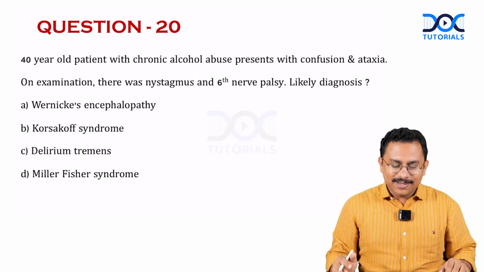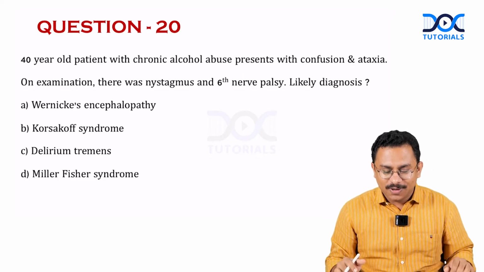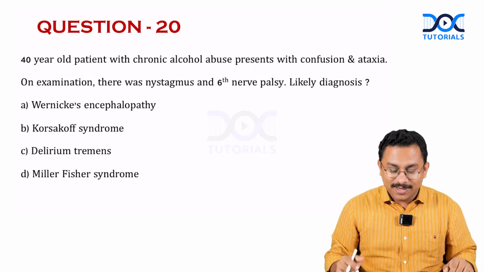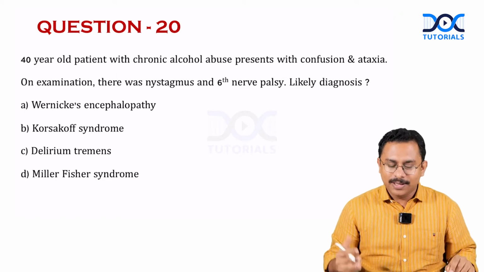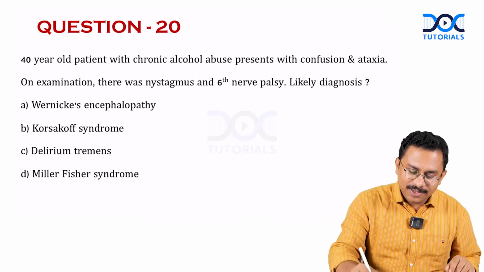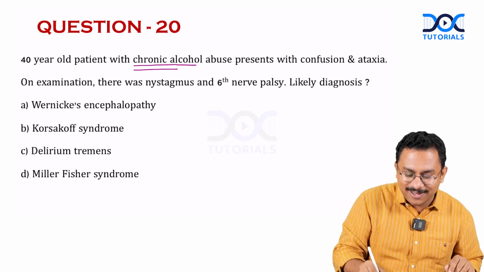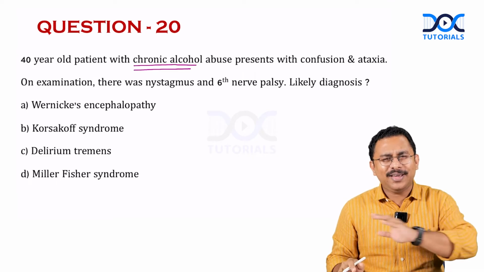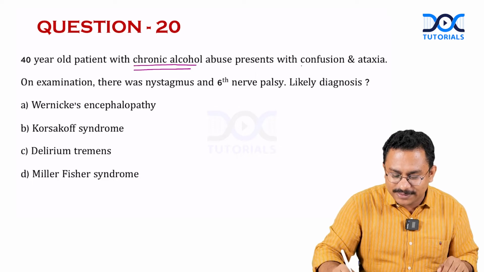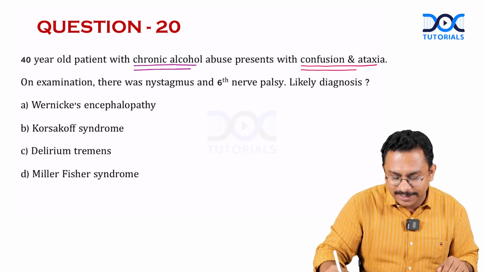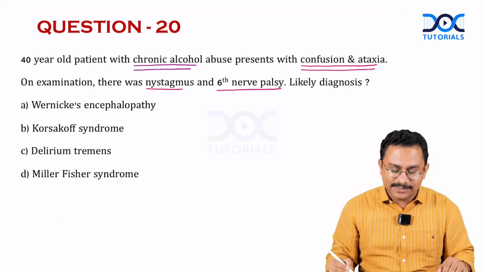Okay. Coming to question number 20. A 40-year-old patient with chronic alcohol abuse presents with confusion and ataxia. On examination, there was nystagmus and sixth nerve palsy. What is the likely diagnosis? So, alcohol-related disorders. Alcohol is the national drink of our country, so there has to be a question related to alcohol in every exam that you write. The patient is having neurological manifestations in the form of confusion and ataxia, and positive examination findings, nystagmus and sixth nerve palsy.